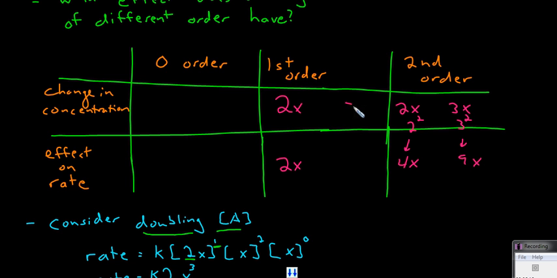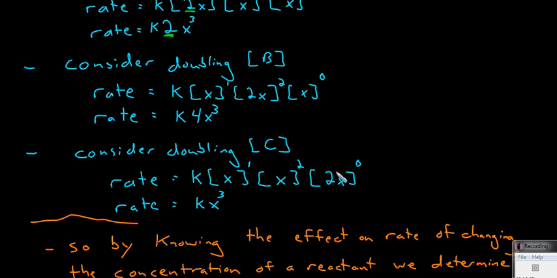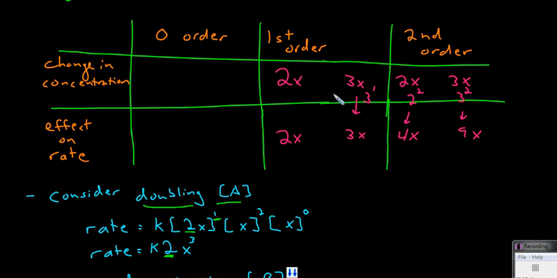What if you were to triple the concentration of a first order reactant? What would happen to the rate? It would triple, 3 to the first power. But what if you were to double, say, the concentration of a zero order reactant? Well, that actually would not affect the rate whatsoever. It's still kx cubed. And so you can see that doubling or tripling the concentration of a zero order reactant actually has no change on the rate of reaction.